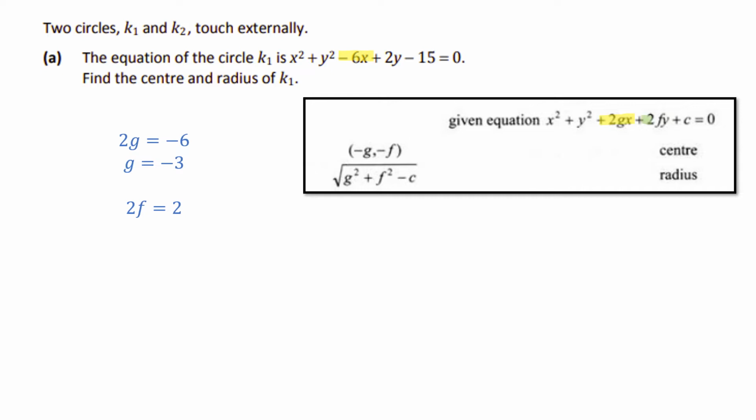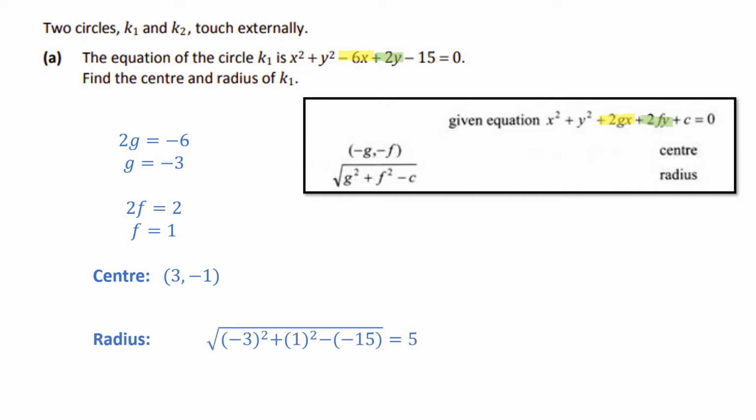So 2f, so I can see my 2fy in my formula and the 2y up above. So 2f is equal to 2, which gives me f equals 1. So my centre is (minus g, minus f), which is (3, minus 1). Then the calculation for the radius is the square root of g squared plus f squared minus c. Just be very careful here with your c. C is the constant and it's already negative. So here it's minus 15. What you might find is you're getting an error when you put this into your calculator. In that case, just double check the sign of that constant.